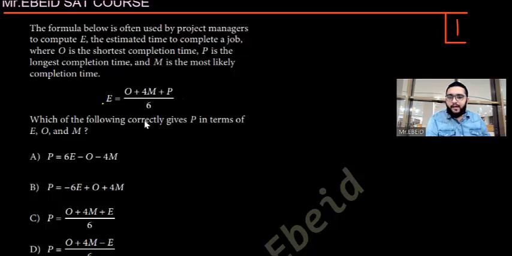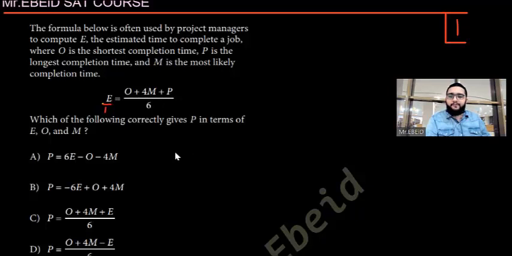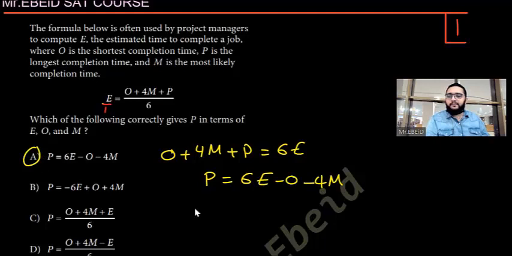Divide both sides over 1 and make cross multiplication. Also, you can multiply the whole equation times 6. So you have O plus 4M plus P equals 6E. Subtract O plus 4M from both sides. So P equals 6E minus O minus 4M. So the answer is a very easy question. Okay, let's move to the next question.